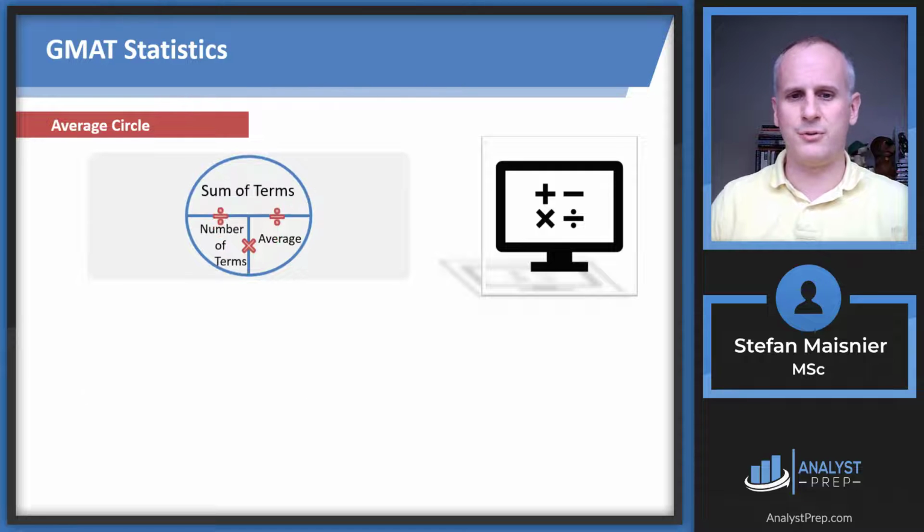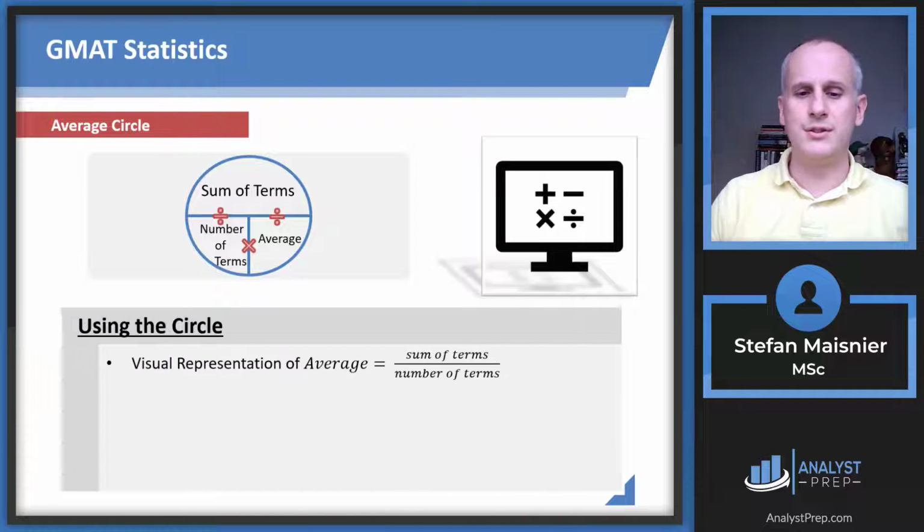So let's consider that device I talked about that will help you evaluate averages. It's going to be the average circle. This is just a visual representation of the three pieces that go into an average. On top, we've got the sum of the terms. On the bottom left of the circle, we've got the number of terms. And on the bottom right of the circle, we've got the average. If you take any two of these values, using the operands you see on the circle, you'll be able to solve for the third.